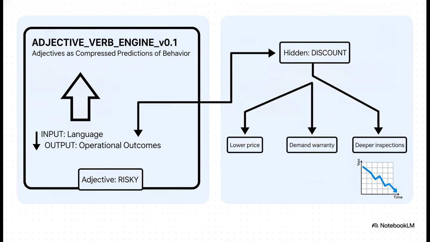And what about when a business or a vehicle is deemed risky? Well, the implied action there is discount. This explicitly tells us that the market will demand a lower price, or maybe require deeper inspections, demand warranties, or honestly just trigger total avoidance. We aren't just noting the risk anymore, we're actually anticipating the exact market reaction.